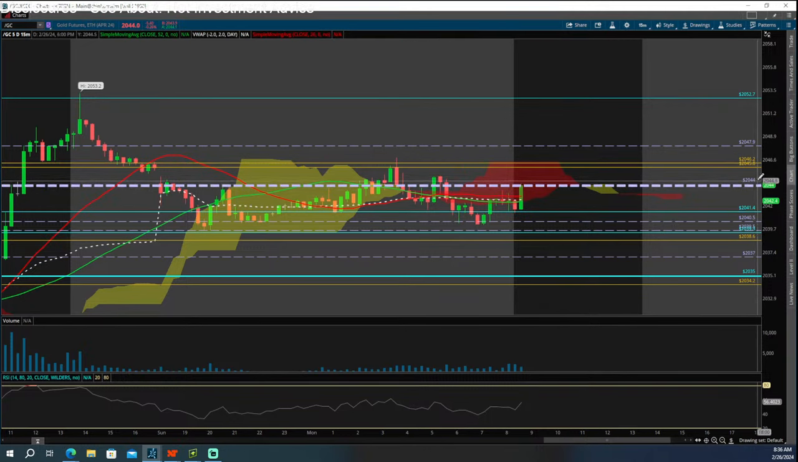If we do break through it and we get up here to 2046, I may look to short depending on what the dollar does. But right now, I'm really hoping that this reverses back down to 2041.4, where I'm going to put in a buy for now.